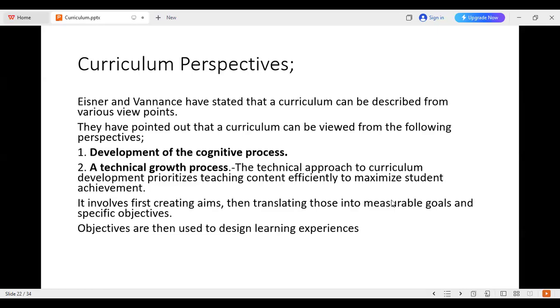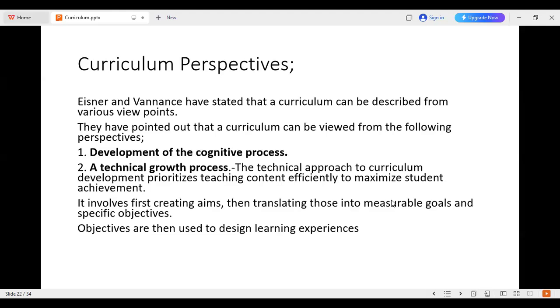Number two is something different from the first one. Actually, the development of the cognitive process is the very, very old view. At the beginning, the teachers or educational institutions tried to promote the students' subject knowledge, facts, a collection of facts. But later, they identified a different view. Number two, we call the technical growth process.